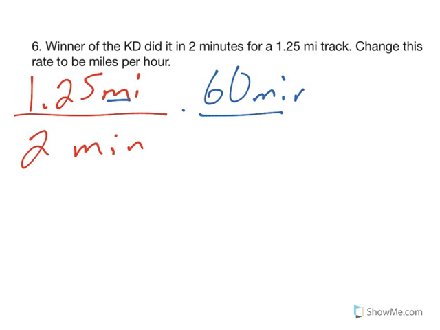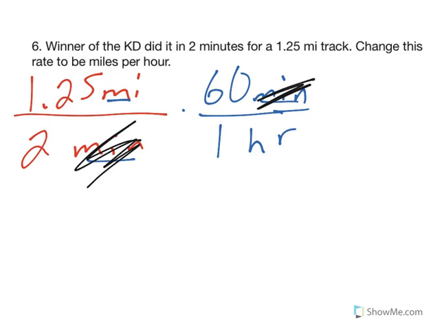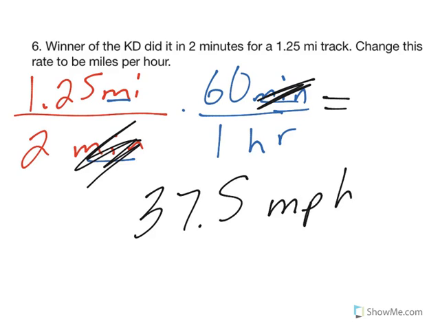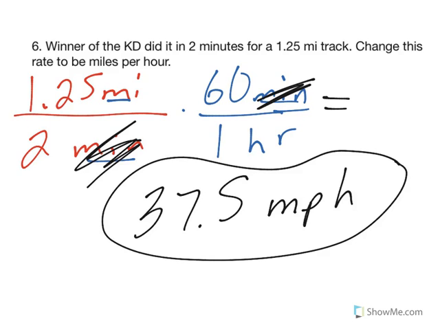So notice, now we're kind of opposite of what we did before. I have minutes in the bottom, so I want minutes in the top. 60 minutes is 1 hour. So when I do that, my minutes cancel out, and now I have miles on the top, hours on the bottom. So I multiply 1.25 times 60, divide that goodness by 2, and this horse traveled approximately 37.5 miles per hour. That's moving it for a horse, isn't it? I don't know, maybe it's not, I don't know.